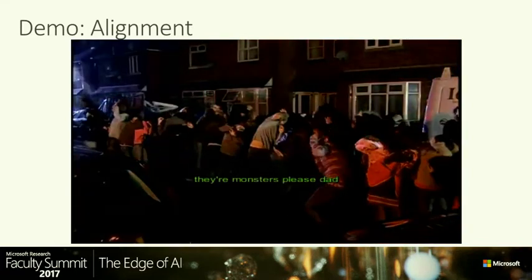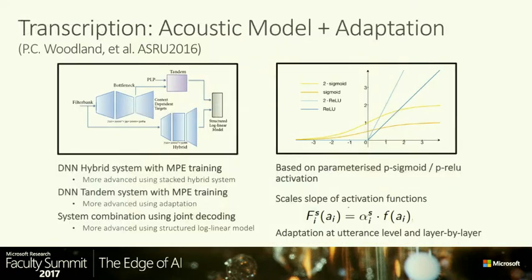We can see the time information about the subtitles can be improved significantly. After the data processing on the subtitles, we can do the acoustic model and the language modeling. For the acoustic modeling, we use the deep model-based hybrid and tandem systems. And then the different systems can be combined using joint decoding.